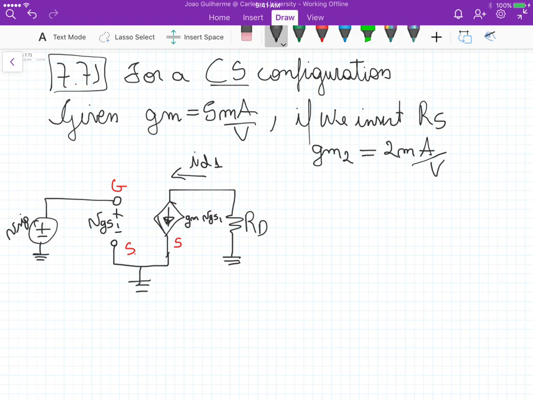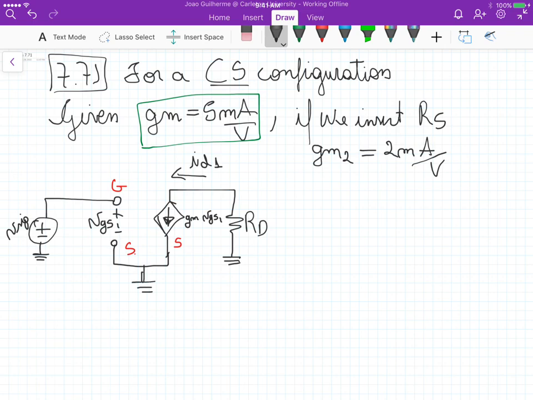So we know that for this particular configuration, gm is 5 milliamperes per volt. Now, if we insert a source resistance, so suppose we remove this ground and put a resistor RS here, we verify that the effective transconductance of this circuit changes to 2 milliamperes per volt. That's what the problem is telling us. But now let's first focus on the common source configuration.